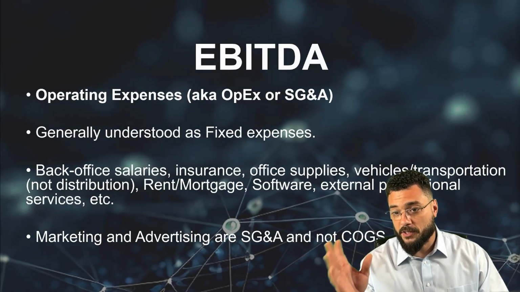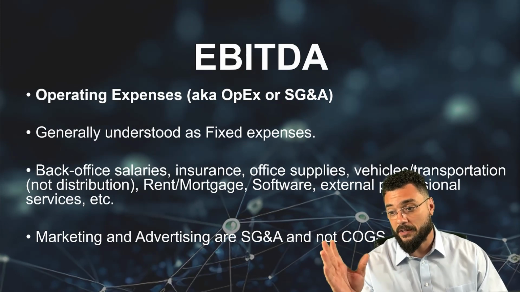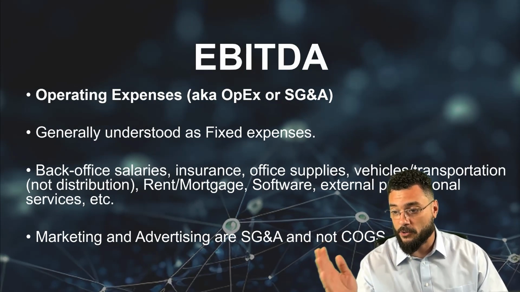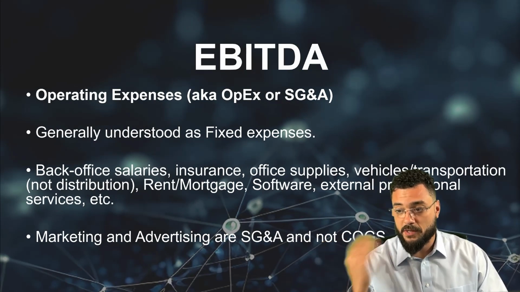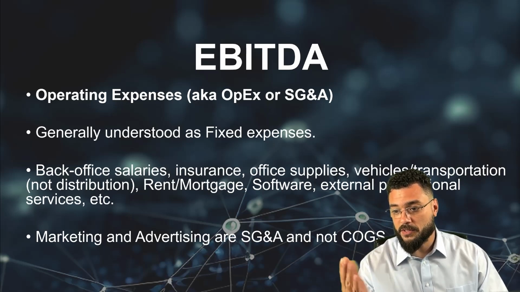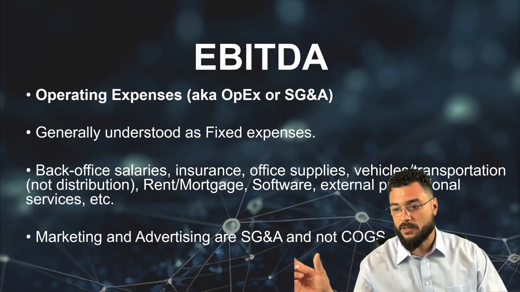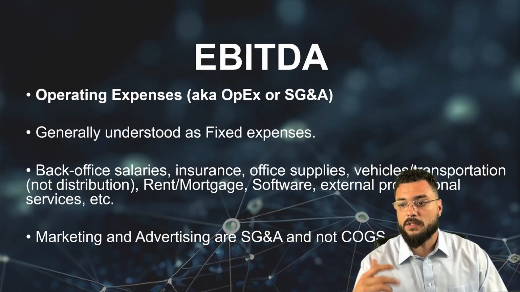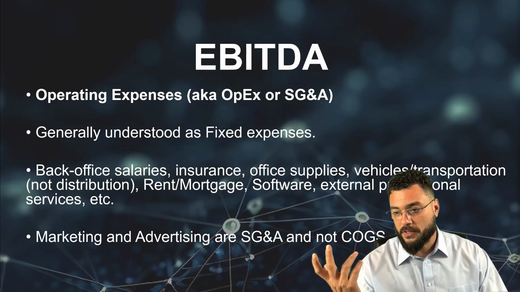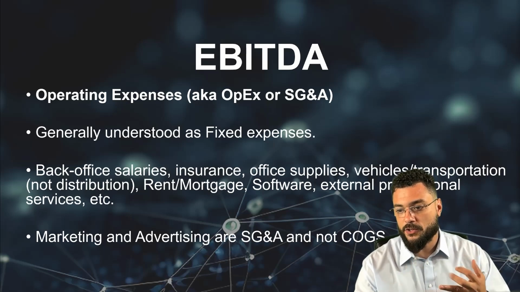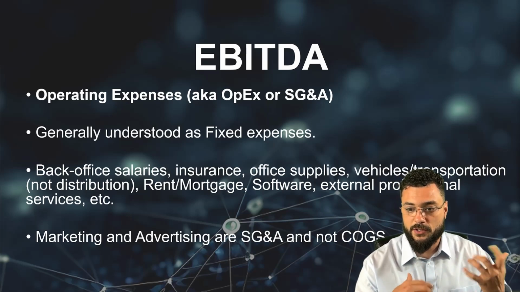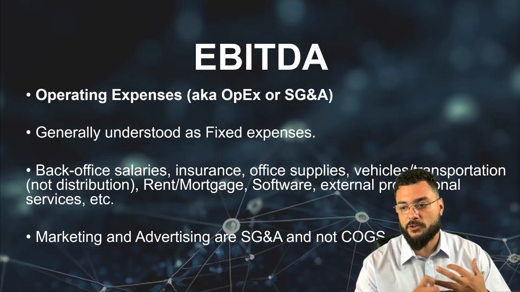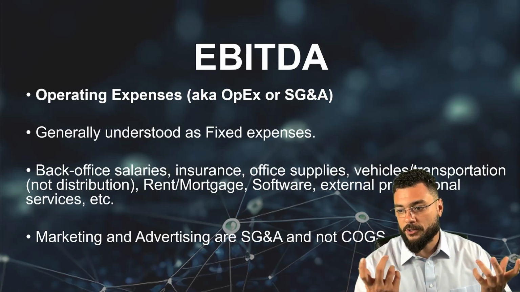EBITDA is your operating expenses. Well, actually, operating income after operating expenses. Take your gross margin, less operating expenses, and that gives you operating income or EBITDA. Operating expenses, another word for that is SG&A. These are generally understood as fixed expenses: back office salaries, insurance, office supplies, vehicles, transportation, not distribution, rent, mortgages, software, external professional services.